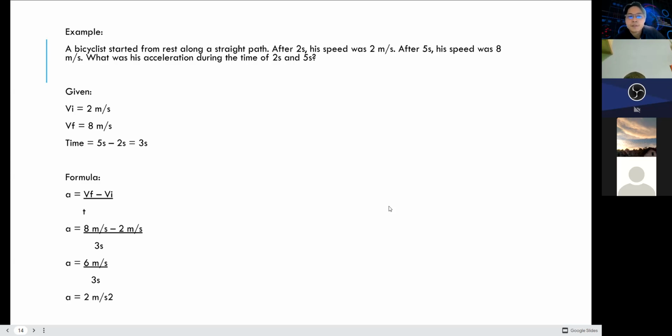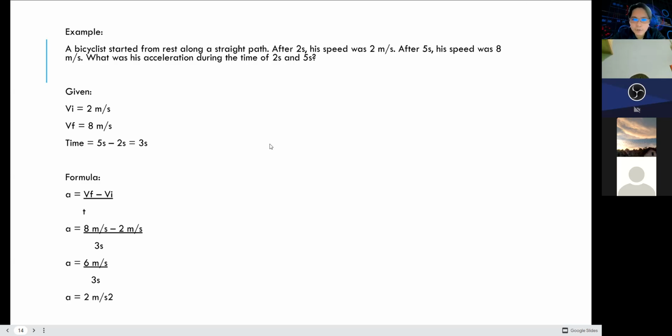Are you still with me? Yes. In the case, if you're going to look at it, sir, how can you calculate that one? It has 2 times there, 5 seconds and 2 seconds. Take note that there is an initial time given. If there is an initial time given, you need to use the formula: time final, or final time, minus initial time to get its total time. So 5 seconds minus 2 seconds, this is 3 seconds.